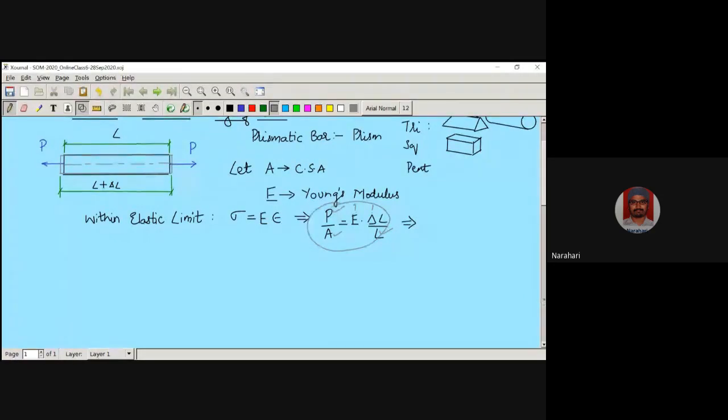Now, for a given material, it is very much possible that we already know the E. If it is a known material, with predetermined values, then E also will be known. So what is unknown now? Delta L, isn't it? So we have to rearrange this whole thing for the unknown quantity. If you rearrange all the terms, what will you get?